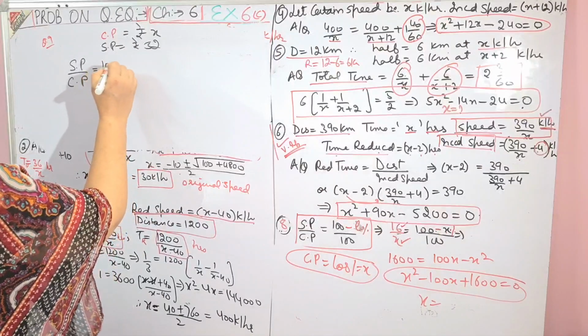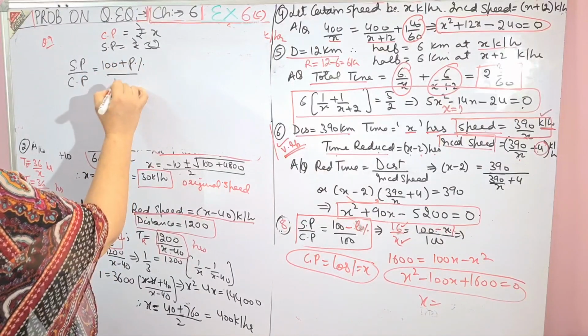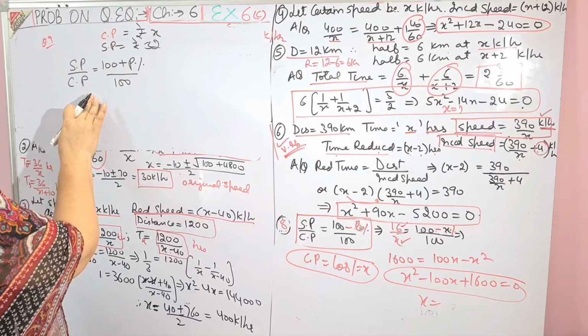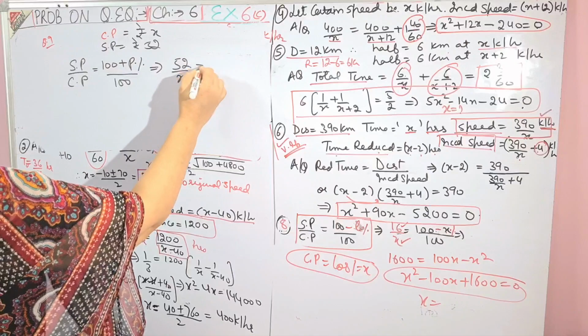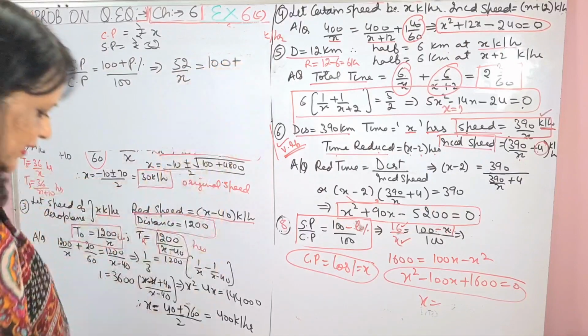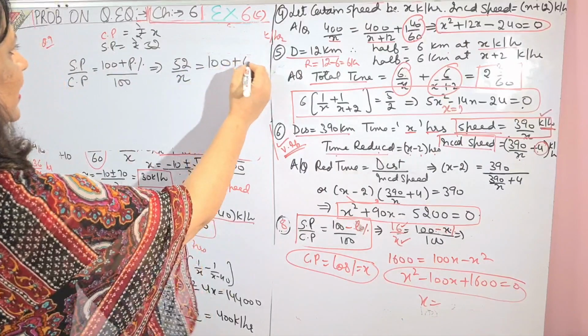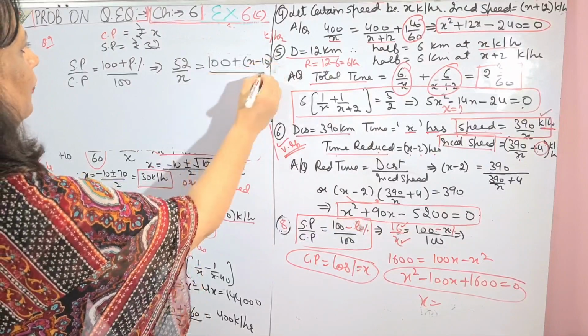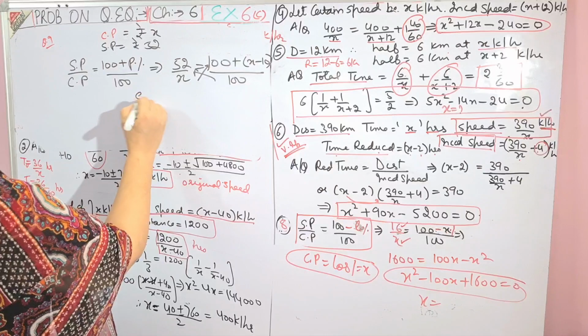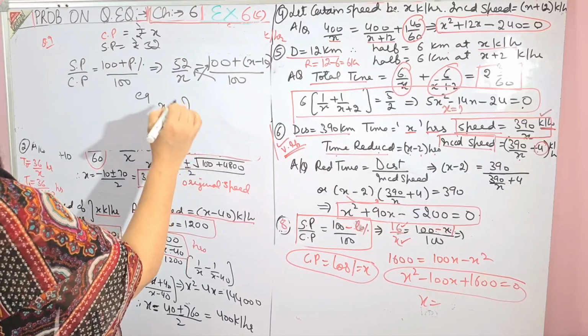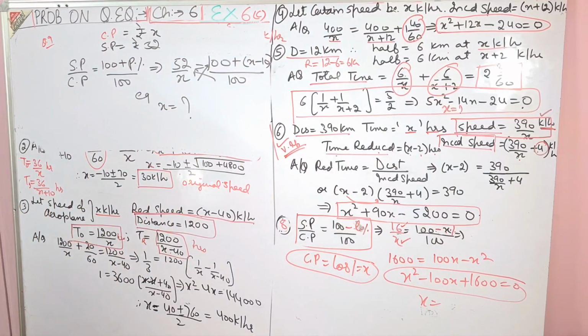So 100 plus profit percent upon 100. You are going to write the formula is equal to 52 upon x. 100 plus profit, which is given to be x minus 10, upon 100. Cross multiply. This will give you the equation. Solve it to find the value of x. So this is how you do it.